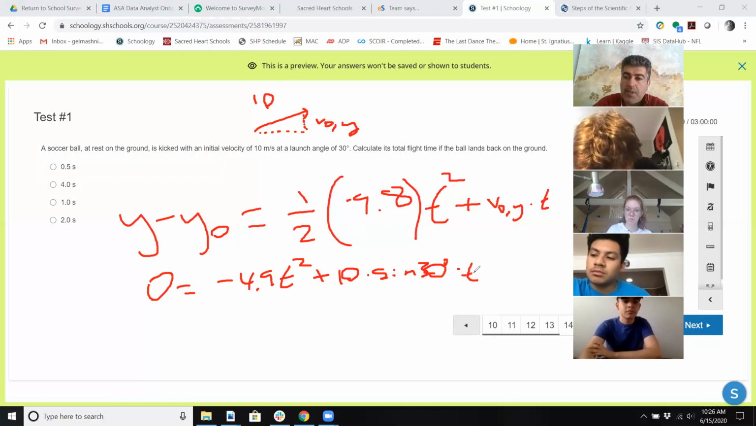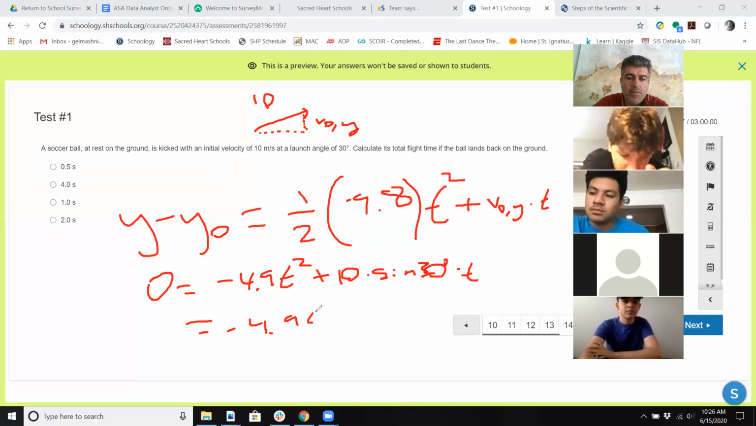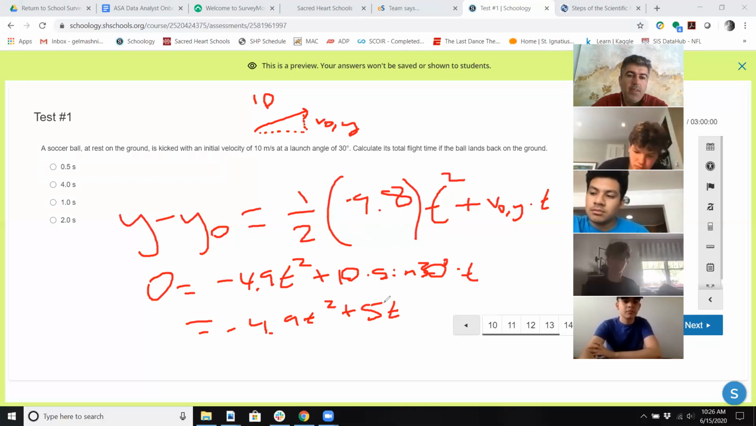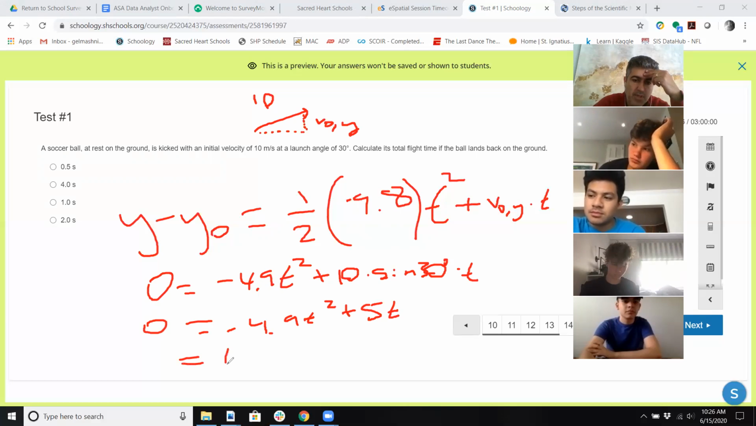Now sine of 30 is actually real easy. That's just half. So it's negative 4.9 t squared plus 5t. You can factor out t and work it out. If you factor out t, because remember you have 0 on the other side here, you have the liberty to solve by factoring. It should be close to 1.